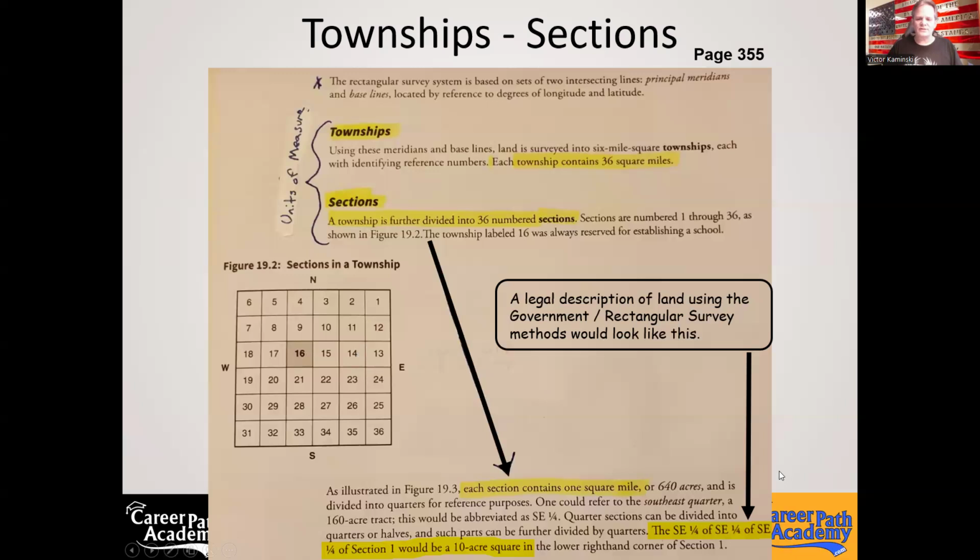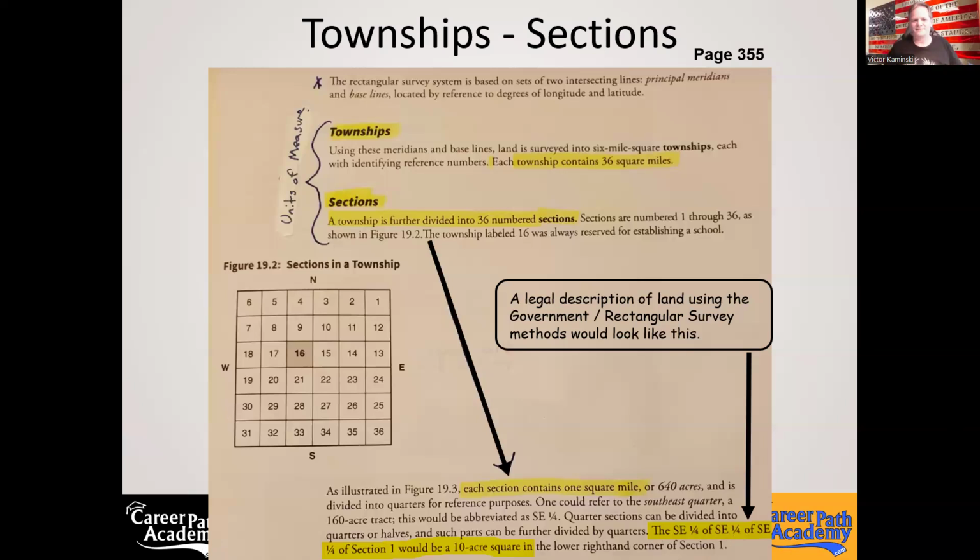Now, if you ever see a legal description of land, I read to you what the legal description of land looks like in a meets and bounds system. It starts at a point of beginning, and then they measure around the property, distance and direction. But if you ever see a legal description of land that reads like this, it is the government or rectangular survey, where the SE stands for Southeast. The southeast quarter of the southeast quarter of the southeast quarter of section 1 would be a 10-acre square.